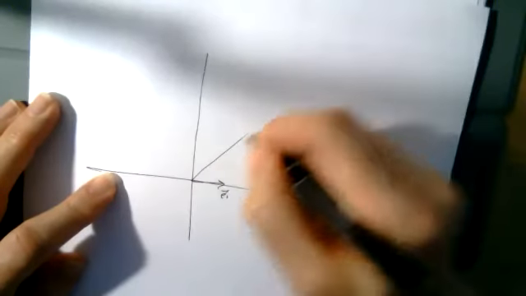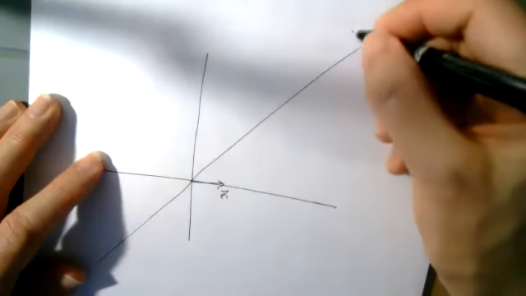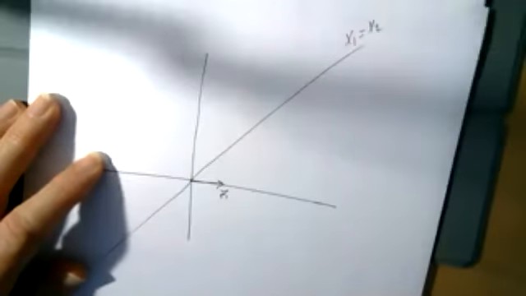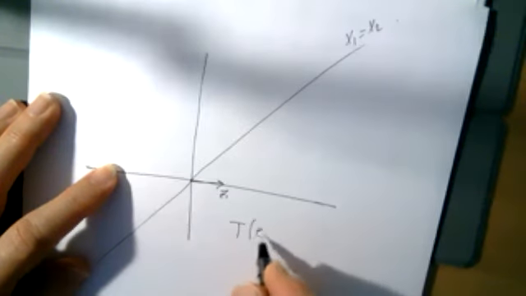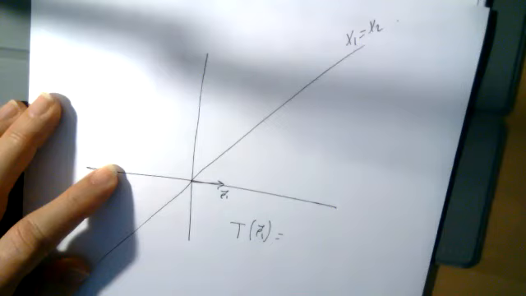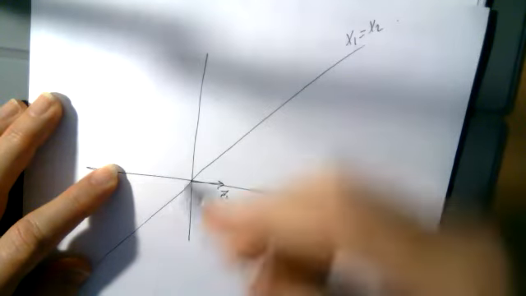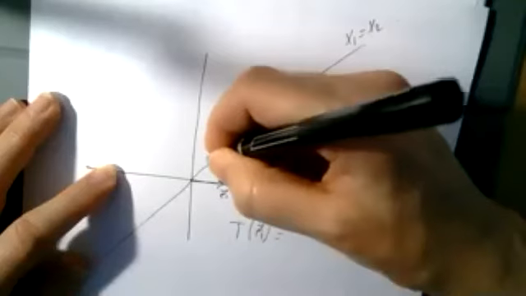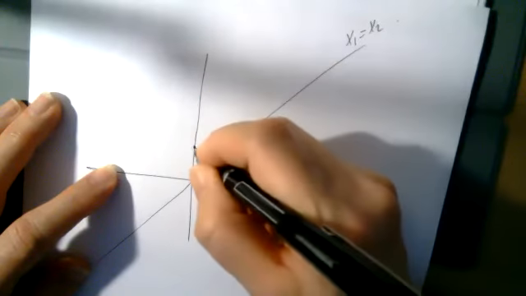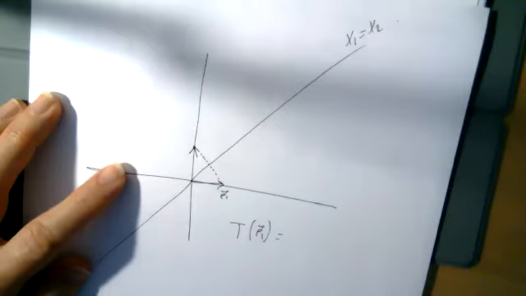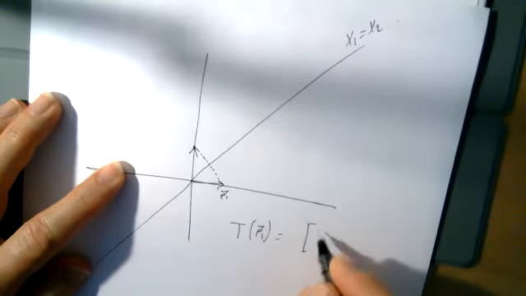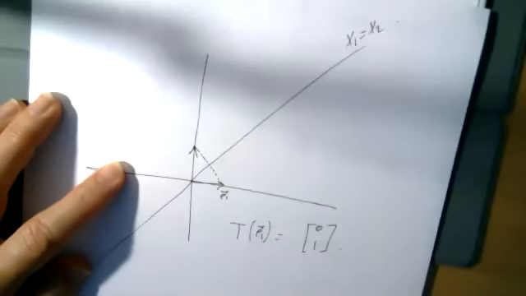I'm going to reflect it across the line x1 equals x2. What does T do to it? It means, what is T of E1? Can anybody give me an answer? It reflects it onto the x2 axis. What does T of E1 equal to? Anybody? E2. E2, absolutely. It's actually the vector 0, 1.